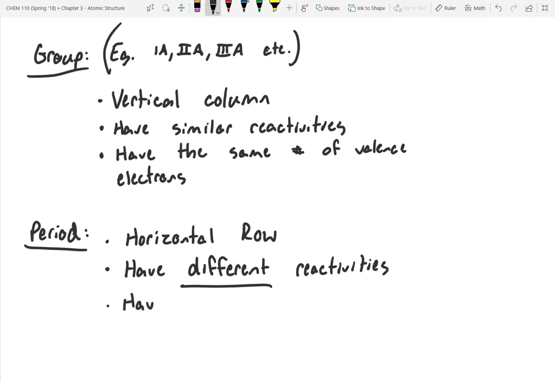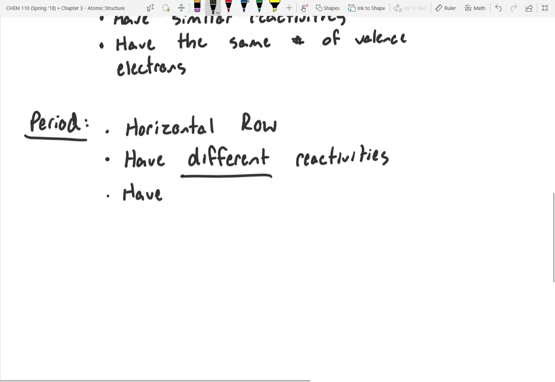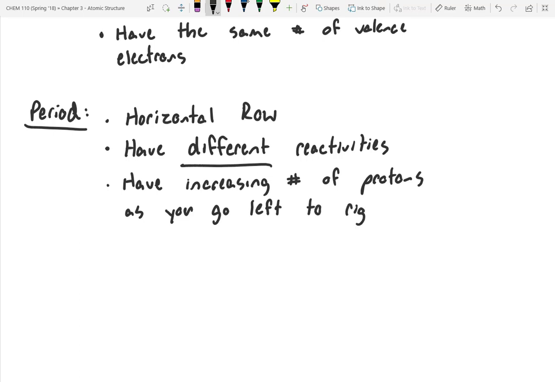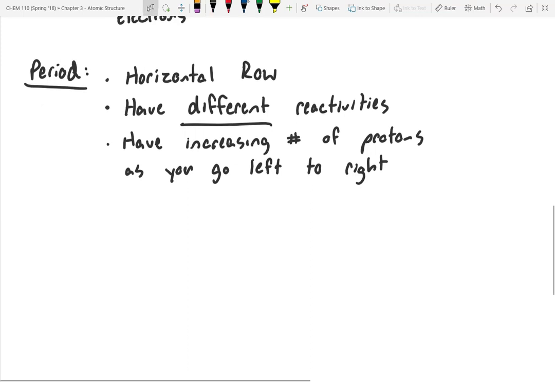And then they have increasing number of protons as you go left to right. So make sure you don't mix up period and group. Typically, when we're discussing atoms, we're more interested in the group because of the similar reactivities. Periods aren't used that often.